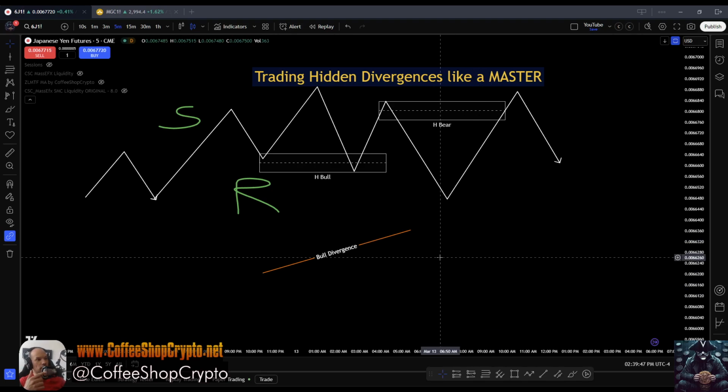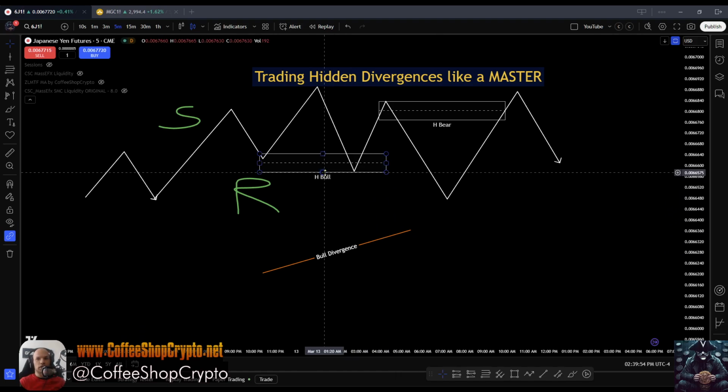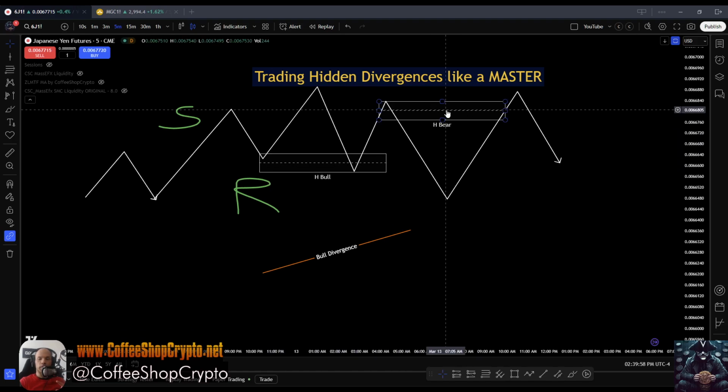So let's see, I have notes over here. When do you look for them? How do you trade them? I'll show you that in a second. The hidden bullish should show up at the bottom of price action, and the hidden bearish should show up at the top of price action. I'll show you what that looks like too.